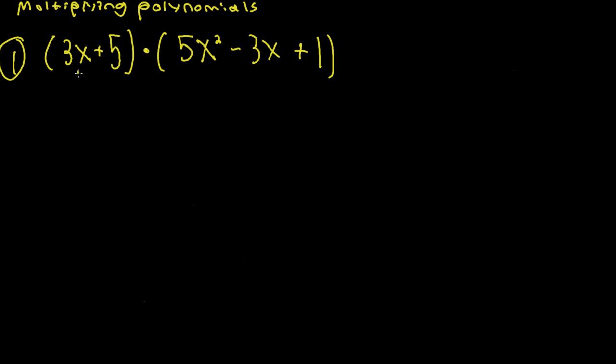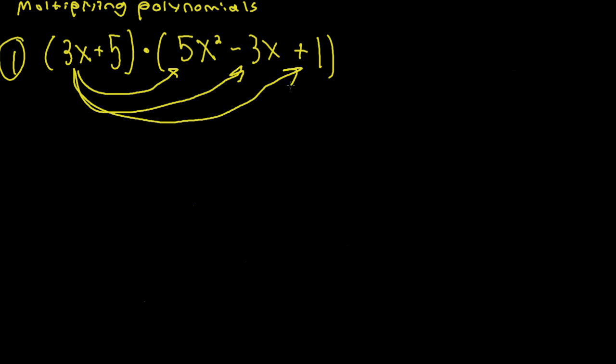To use that, we take 3x and multiply it with each term in the second set of parentheses. So we have 3x times 5x squared. Now I'm going to write this very longhand. You don't have to do this. If you know, you just do 3x times 5x squared and it'll eventually become 15x to the third. You can go ahead and just write that out. But I'm going to write everything longhand for now.